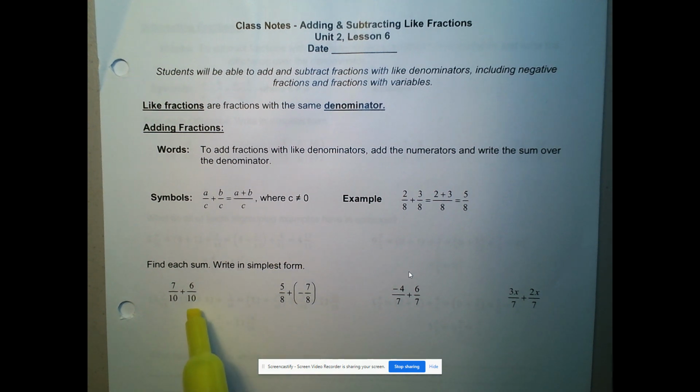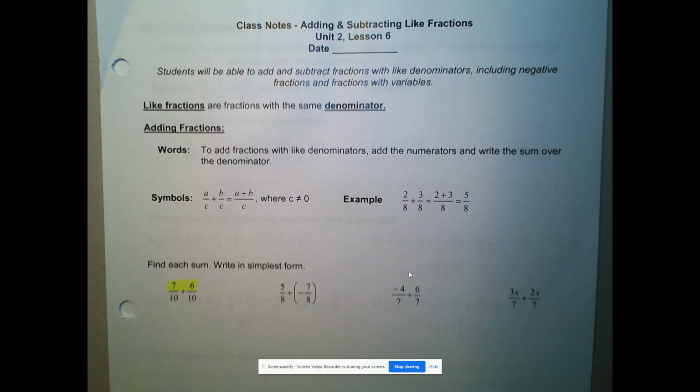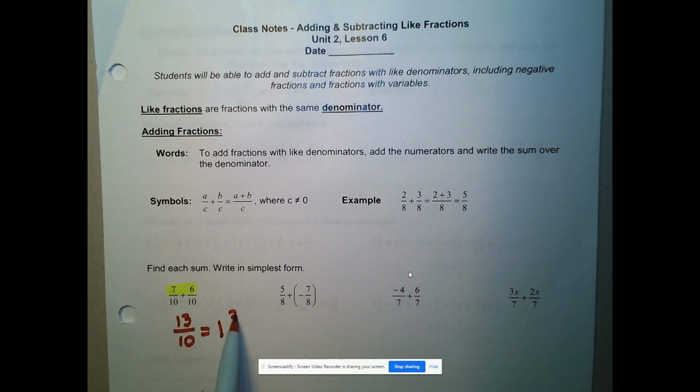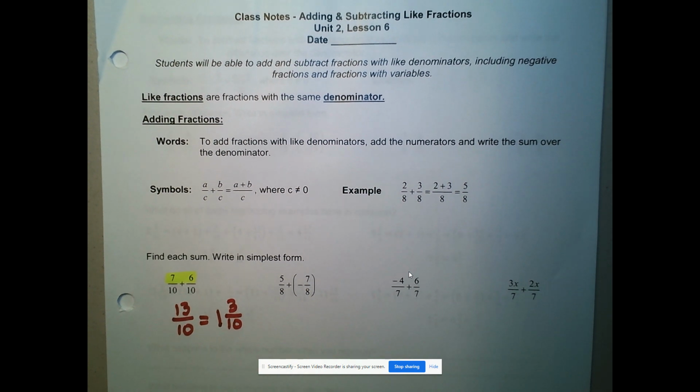So in the first problem down here, if we have 7/10, we have 7 pieces that are each worth a tenth. And 6/10, we have 6 pieces that are each worth a tenth. In order to add them together, we add the 7 and the 6 and say we have 13 pieces that are each worth a tenth. Now, if this were pizza and we wanted to combine them all into one box, we would say we have 1 whole pizza and 3/10 of a pizza extra. So 10 goes into 13 one whole time with 3 left over.